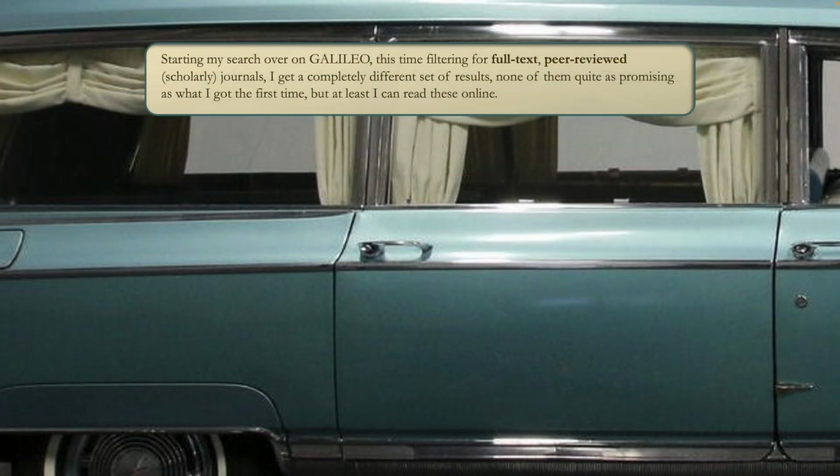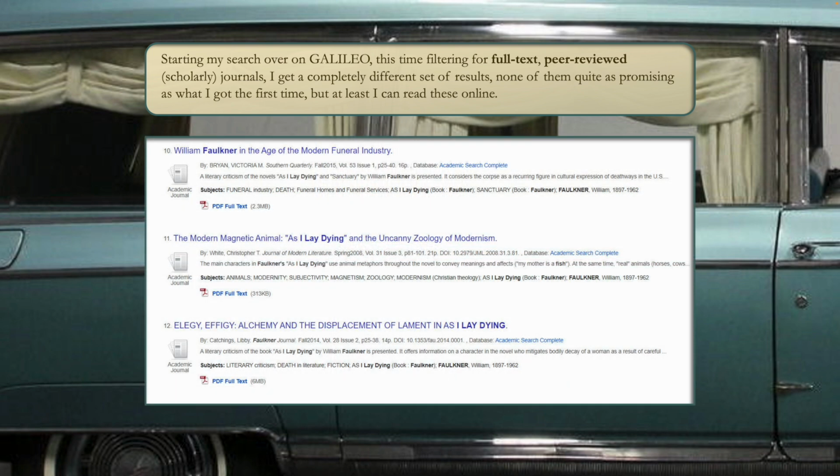So starting my search over on Galileo, this time I'm going to filter for full text, peer-reviewed, or scholarly journals, and I get a completely different set of results this time. But none of them are quite as promising as what I got the first time I did my search without using any of those search filters. But at least I can read these online, and you can see looking at this list that they all have PDF links with them.